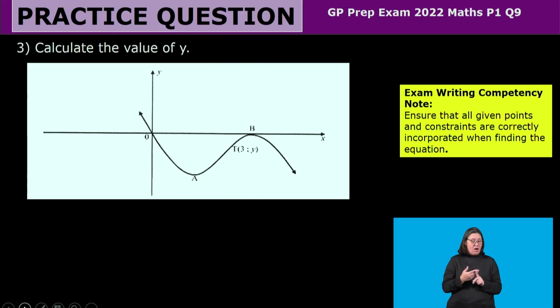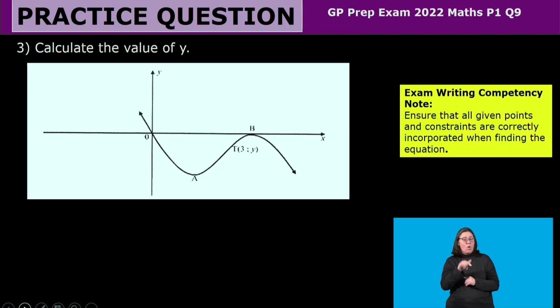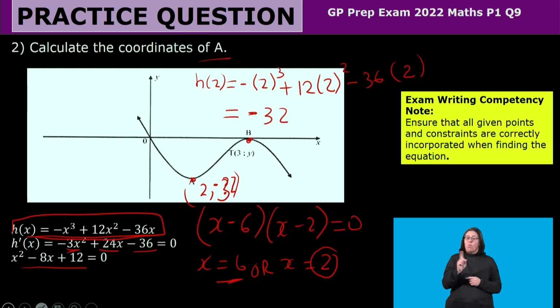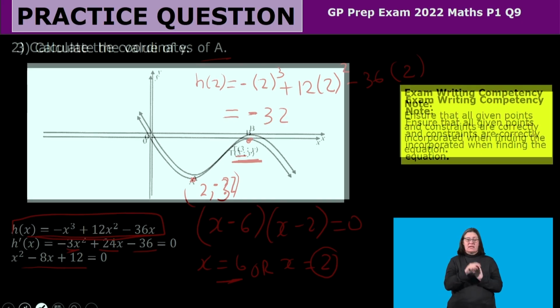Okay, so far, hope you're doing well. We've got our turning point at point A. We now need to move on to the next question, which says calculate the value of y. Y being the corresponding coordinates or the y value that corresponds with an x value of 3, which is a point on the graph. To answer this, we need the equation of our graph.